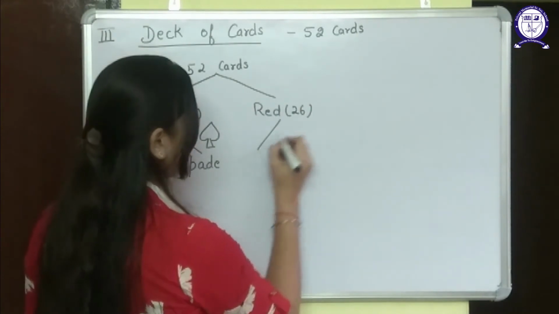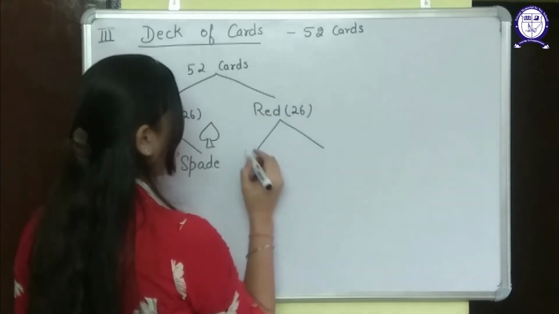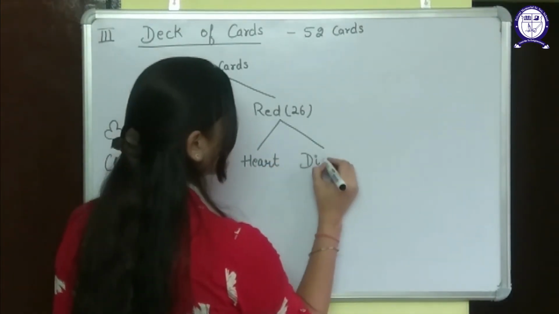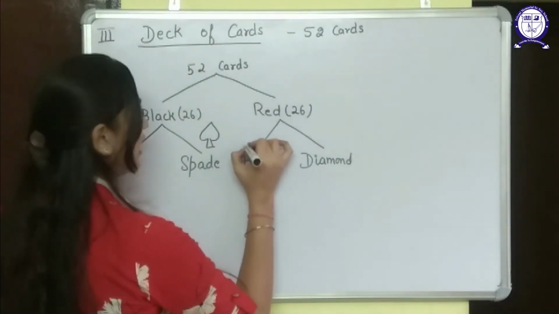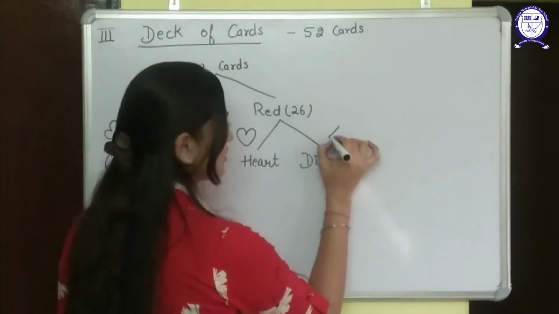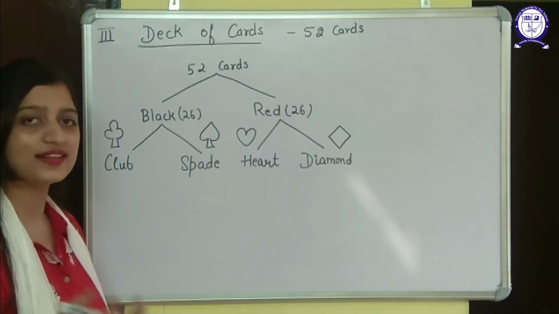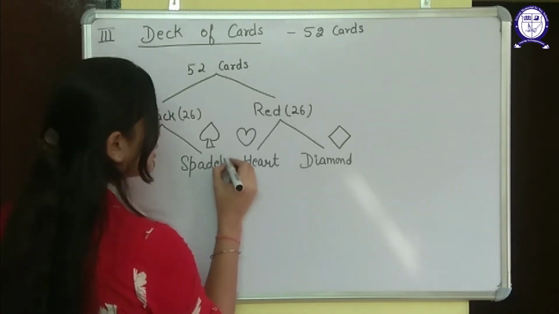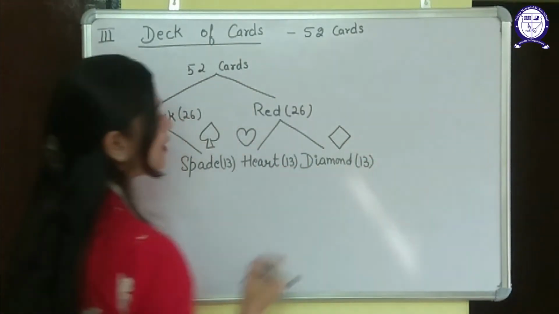Now similarly, red cards are also divided into 2 suits, that is heart and diamond. The heart shape will be exactly like we make it, that is this one. This is heart and diamond is this one. Now 26 is divided into 2 suits, that is 13 and 13. So there are 13 club cards, 13 spade cards, 13 heart cards and 13 diamond cards.